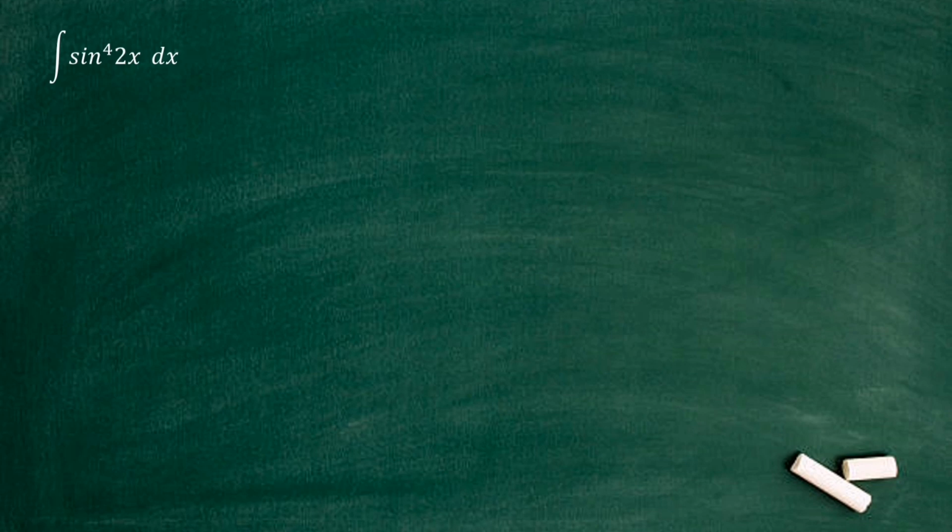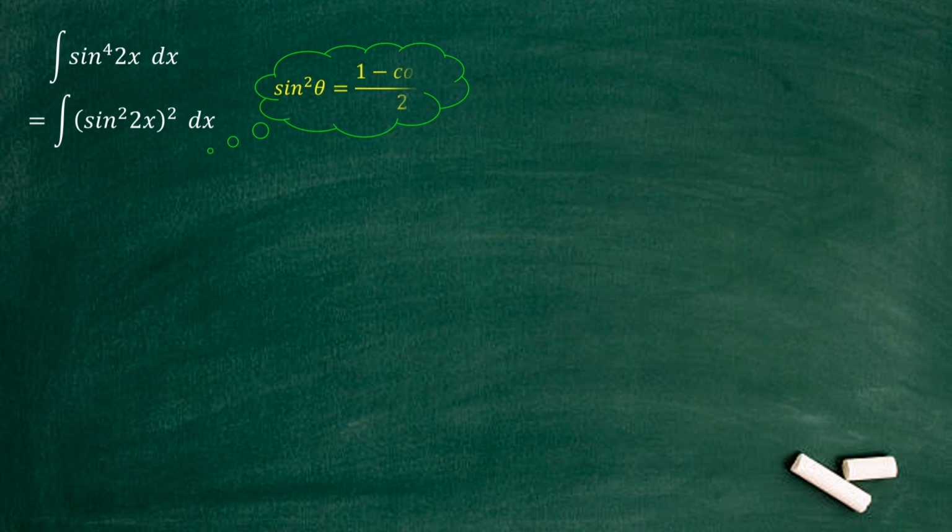Integral sine to the power of 4, 2x. Sine to the power of 4, 2x can be written as sine squared 2x, perfect square. We know sine squared theta equals (1 minus cos 2 theta) over 2. Using this equation, we can write sine squared 2x as (1 minus cos 4x) over 2. Here, theta equals 2x, so 2 theta equals 4x.